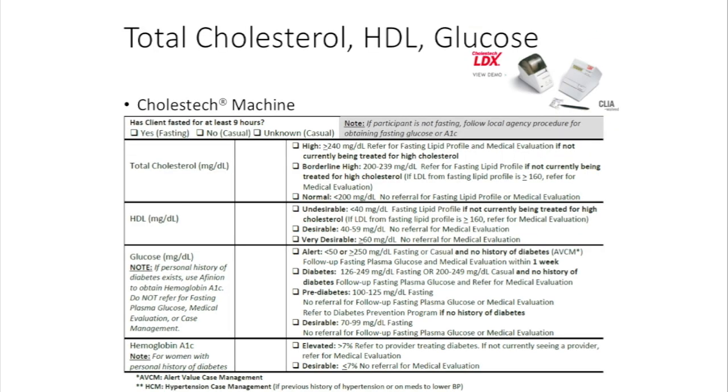Next thing we want to look at here is her cholesterol. We use the Cholestech machine, and the cassettes that we use give us total cholesterol, HDL, and glucose. So we're going to see what we need to do with this.